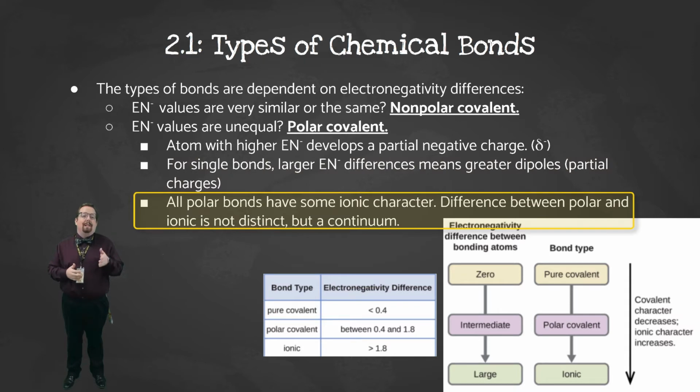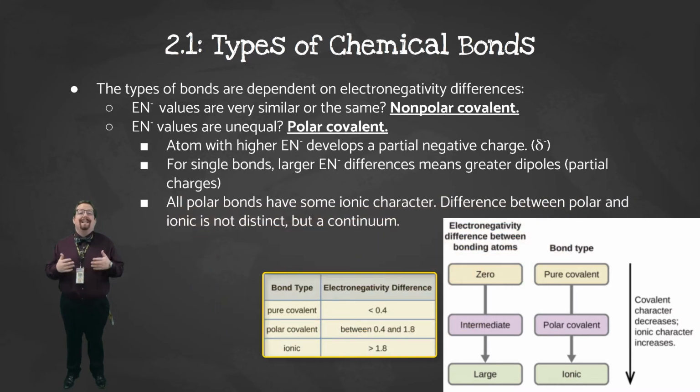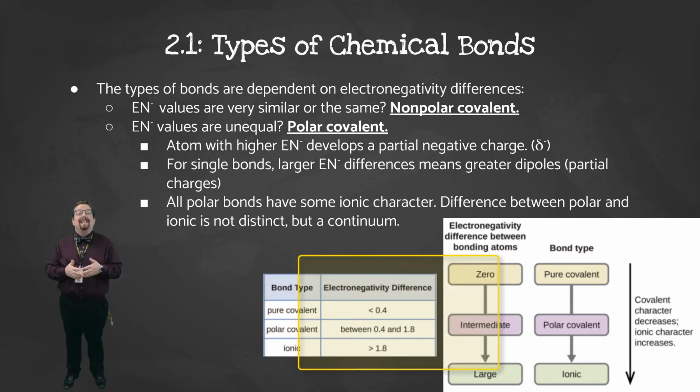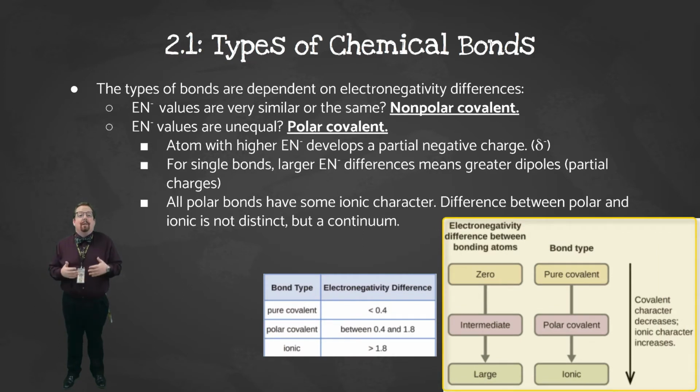An important thing to note is that all polar bonds have some ionic character. We often look at a chart like this one, which has clear cutoff values for the electronegativity differences and whether that bond is polar, nonpolar, or ionic. In reality, this is more of a continuous spectrum. As you increase the electronegativity difference, you increase your ionic character and decrease your covalent character.